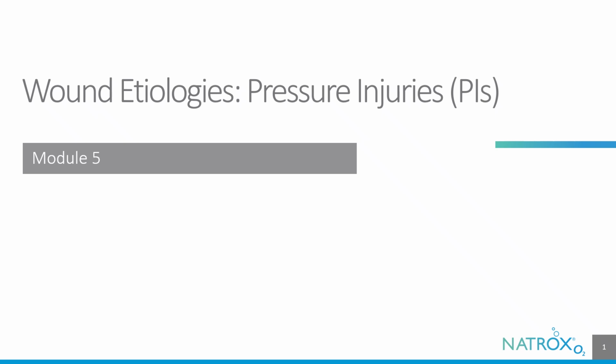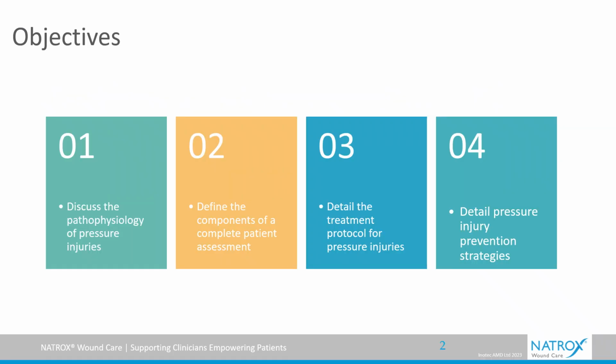Hello, and welcome to Module 5, Wound Etiologies, Pressure Injuries. Our objectives for this module are to discuss the pathophysiology of pressure injuries, define the components of a complete patient assessment, detail the treatment protocol for pressure injuries, and detail pressure injury prevention strategies.